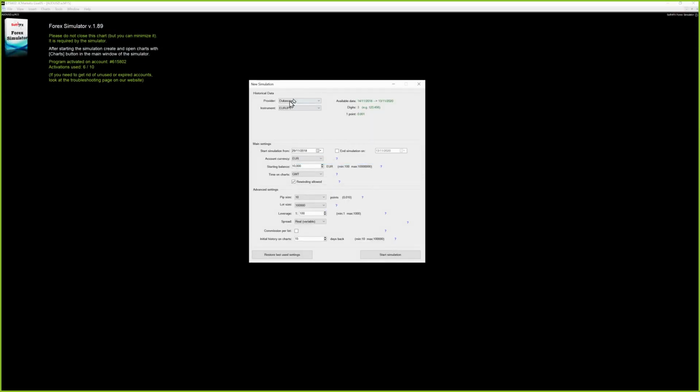New simulation. Whoever has the simulation here, these are the settings that I use. Obviously, it's going to be recorded, so you'll have to rewatch this to see the settings here. We're going to choose gold.